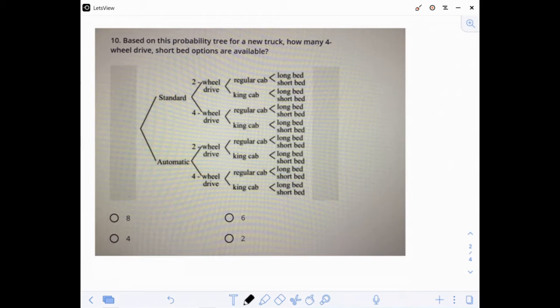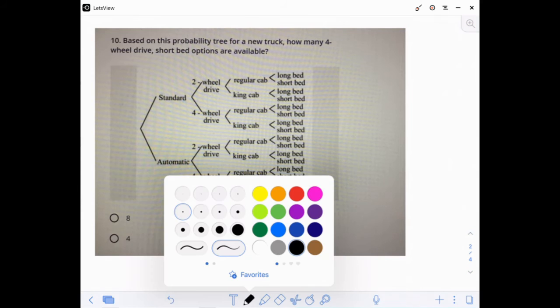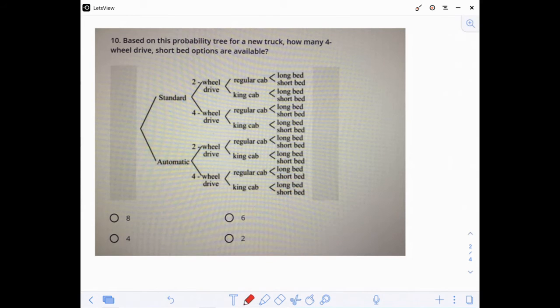This has to do with a truck and how many four-wheel drive short bed options there are. So I start here. I make a decision. I could possibly get a standard truck. And then there's two-wheel drive or four-wheel drive. Well, I care about four-wheel drive, right? So I'm going this way, and then I want short bed options. So after four-wheel drive, I can get a regular cab short bed here. I could get a king cab short bed here. So there's two options there.